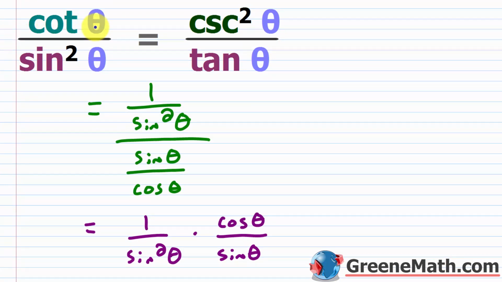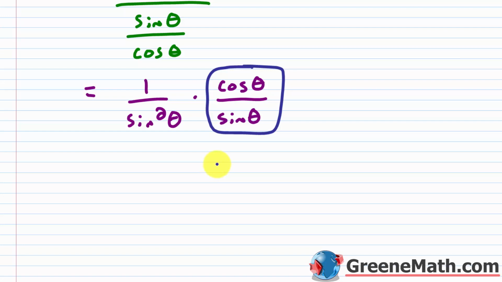We have cotangent of theta over sine squared theta. Well, I have sine squared theta here. This right here, if you really think about your reciprocal identities, remember cosine of theta over sine of theta is cotangent of theta. So I can replace that with cotangent of theta, okay, so I can put 1 over sine squared theta like this, multiplied by cotangent of theta, and basically we're done.